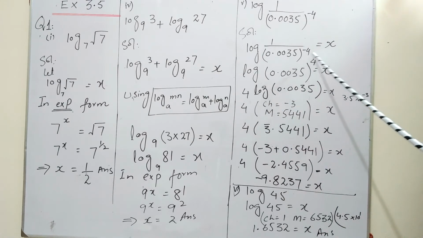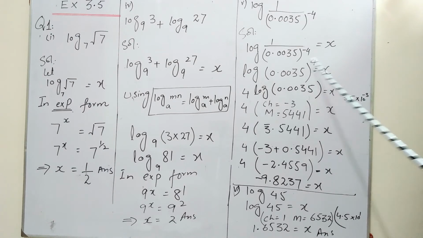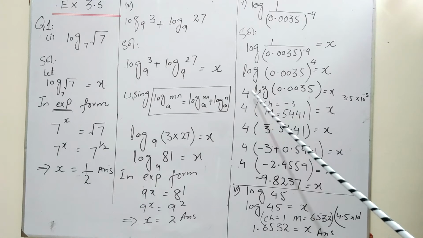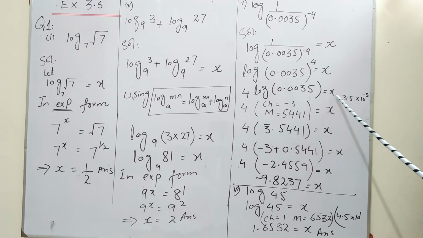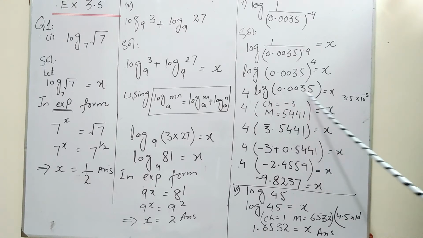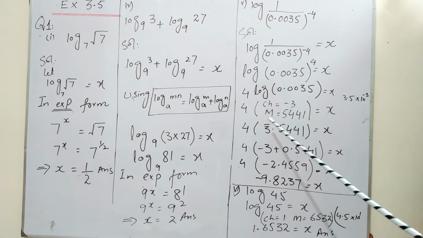And secondly, we use a law of logarithm in which when power is given at logarithm, this is shifted at the front of the logarithm. So it becomes 4 log of 0.0035 is equal to x. Now we have to find the logarithm of this value. Recall the method which we have used in exercise 3.3, in which we found the logarithm of different numbers. So now for the logarithm, we will find the characteristic and mantissa using the log table.